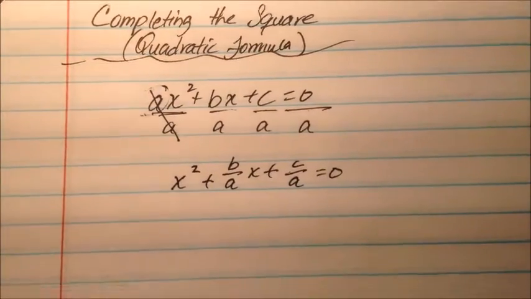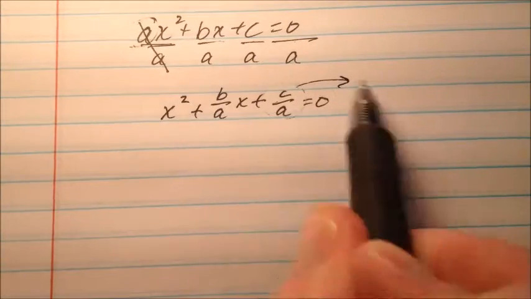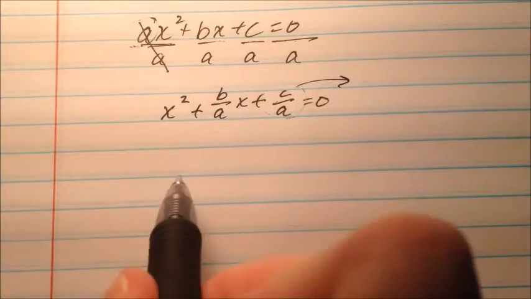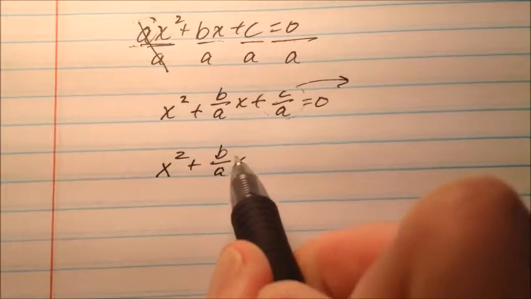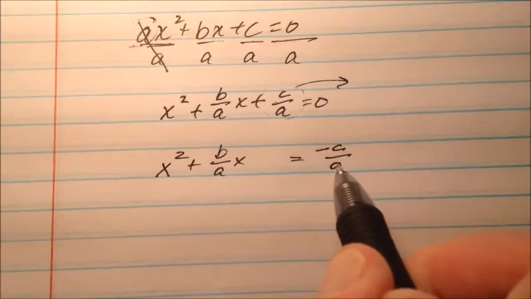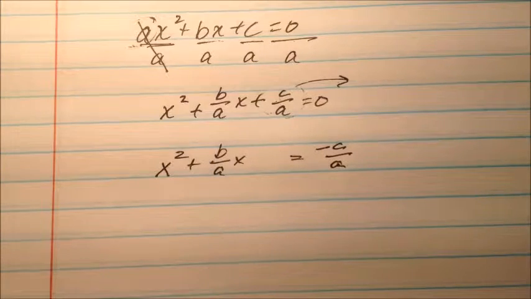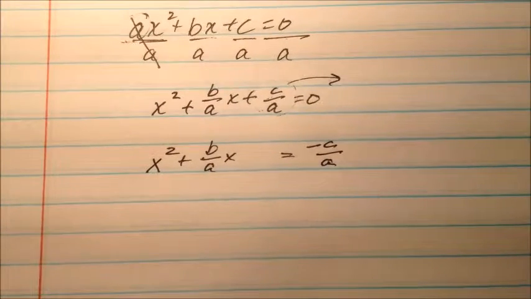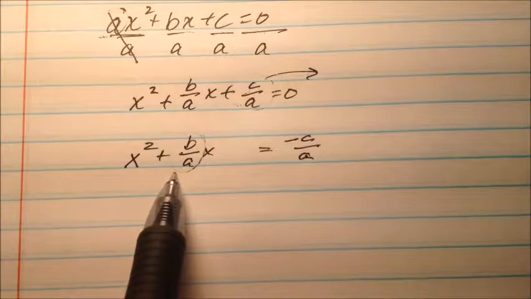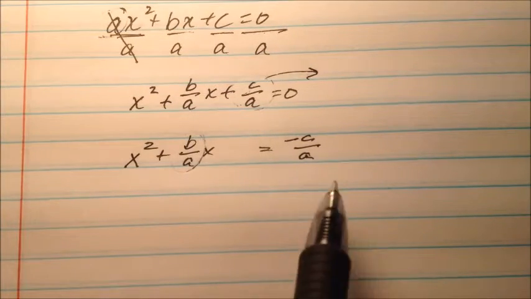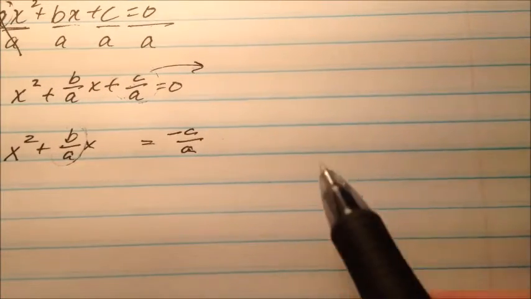Okay, so the next step of completing the square is to take this constant term that's on the left side and just bounce it over to the right. So we'll have x squared plus b over a x equals negative c over a, because when it's positive on the left side, we'll move it over to the right and change the sign. Okay, so at this point, we need to find this linear term's coefficient, this b over a. We need to cut it in half, and then we're going to square that and add that to both sides.